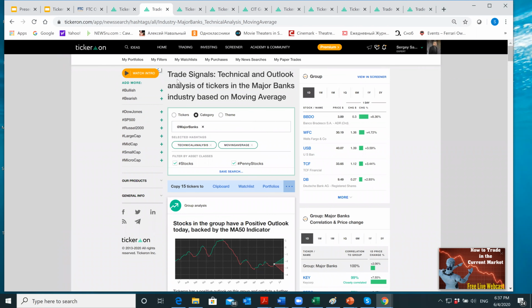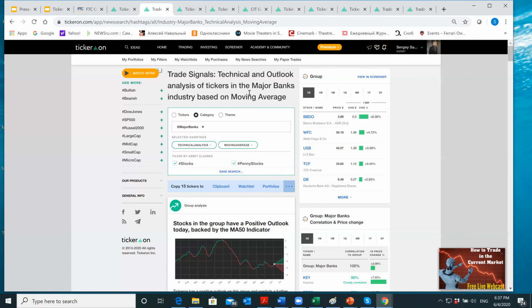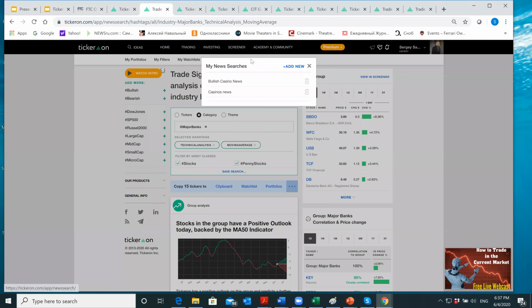And this is a title. These are trade signals, a technical outlook analysis of all these major banks based on the moving average. That's exactly what we have. If you like that type of news feed, you can save it. After you create this search, you can type it here. Next time you come to the system, you click it here, for instance, bullish casino news, and then you immediately get bullish casino news.